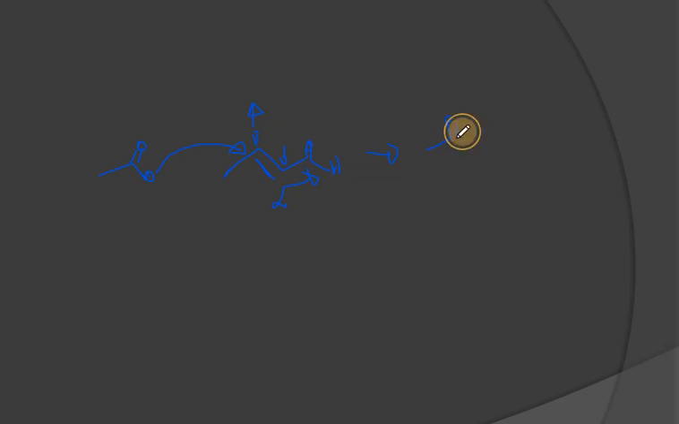So we have the alpha carbon of the carbanion which attacks the beta carbon of the alpha beta unsaturated compound. So this is the beta carbon which extends to the alpha carbon. Then the alpha carbon will extend to the carbonyl carbon and the oxygen. Now this type of reaction, where an alpha beta unsaturated compound reacts with a carbanion to give you a 1,5 diketone, is called a Michael addition reaction.